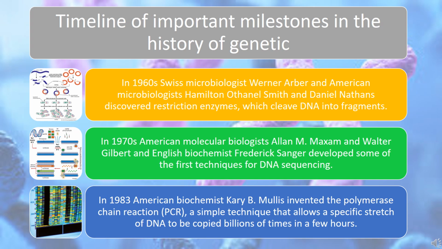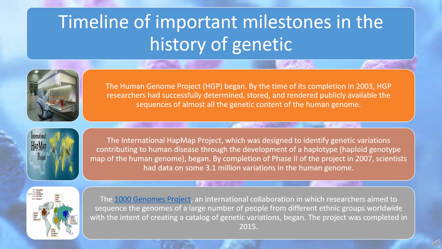American biochemist Carey B. Mullis invented the polymerase chain reaction, PCR, a simple technique that allows a specific stretch of DNA to be copied billions of times in a few hours. Mullis received the 1993 Nobel Prize for Chemistry for his invention. The Human Genome Project, HGP, began. By the time of its completion in 2003, HGP researchers had successfully determined, stored, and rendered publicly available the sequences of almost all the genetic content of the human genome.